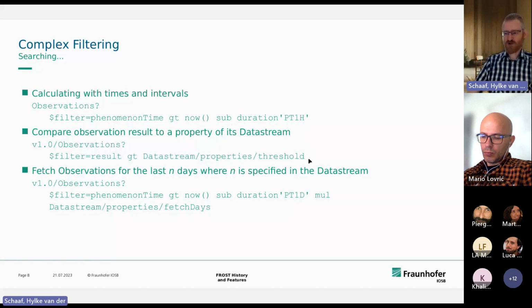Also interesting is that when filtering, you can compare not just to constant values that you supply, but you can also compare to other values in the server. So you can, for instance, filter observations and compare their result to a value that you stored in the datastream. So if you have a threshold above which a warning needs to go out, you can specify the threshold in the datastream and then actually filter and compare the result value to that threshold.